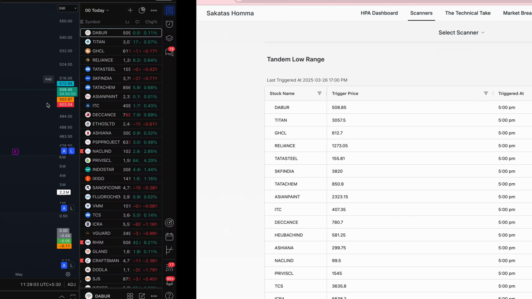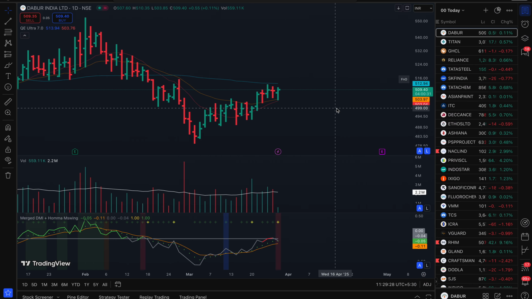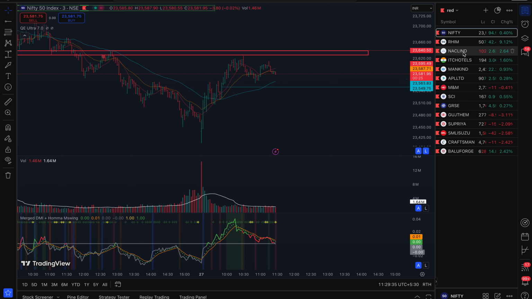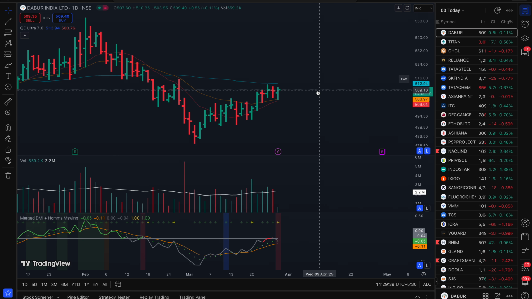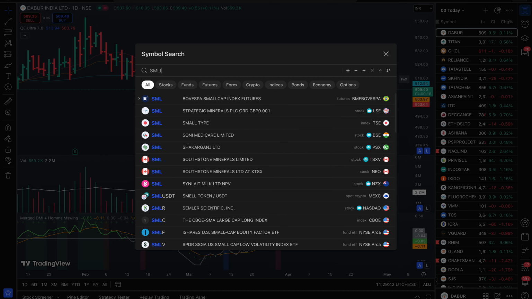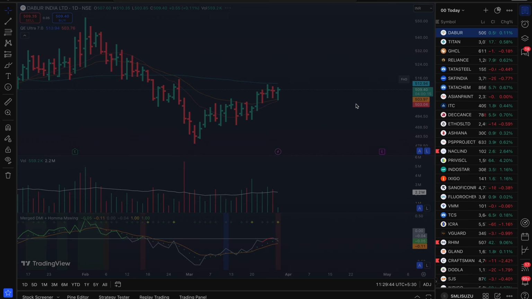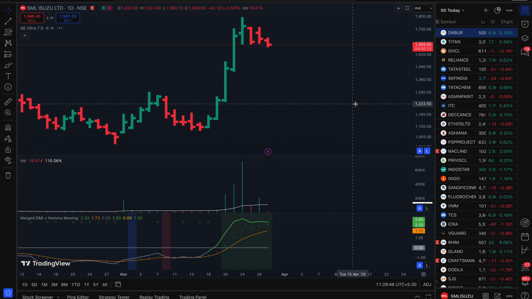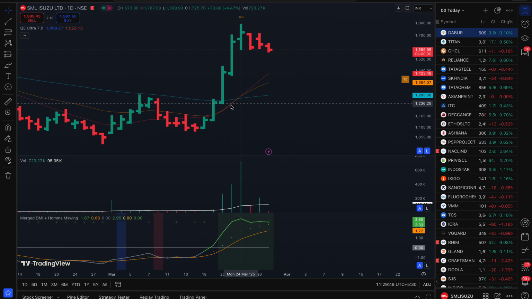So now let me explain what a tandem low range is. First of all, you know what a tandem IB is, right? To look at one, yesterday a good tandem IB was SML Isuzu. So this was a really good tandem IB. There is a prior uptrend, and then there is this bar which is inside the previous bar, and the next bar also inside the previous bar. So two IBs back to back is a tandem IB.